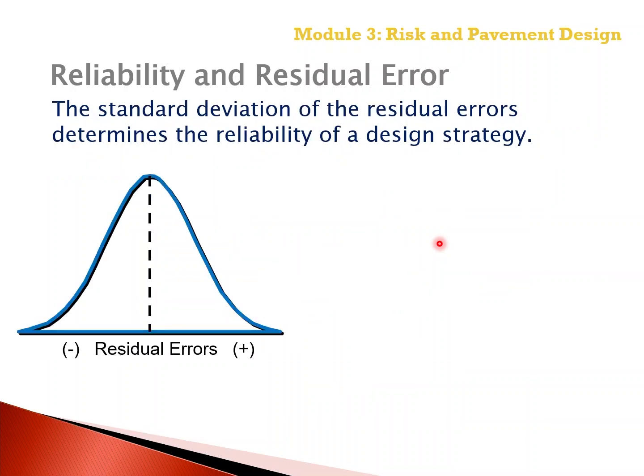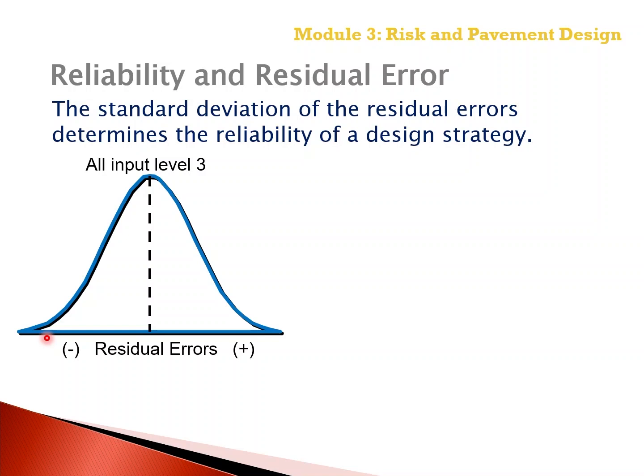So moving on, reliability and residual error. The standard deviation of the residual errors determines the reliability of a design strategy. So we've shown this normal distribution of residual errors in previous graphs. So the standard deviation of the residual errors is going to determine the reliability of a design strategy, kind of as we have previously explained. The hierarchical level comes into play now, where we can visually illustrate the difference between just using input level 3 versus just using input level 2 versus just using input level 1. So the hierarchical input level, however, can have an impact on the standard deviations of the residual errors.